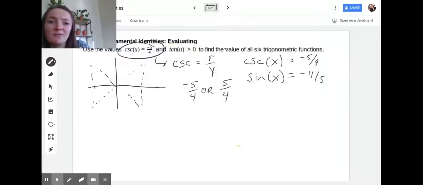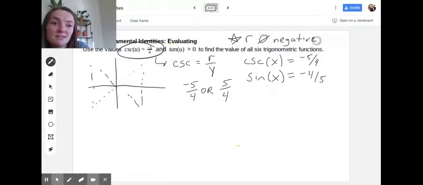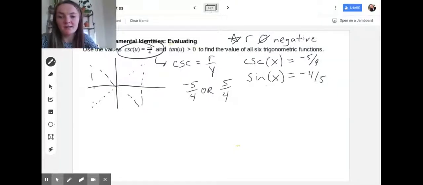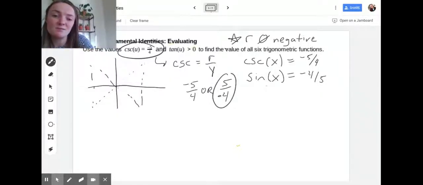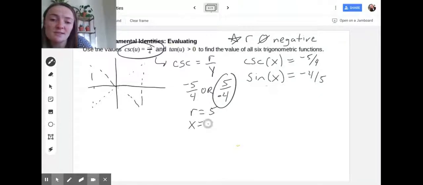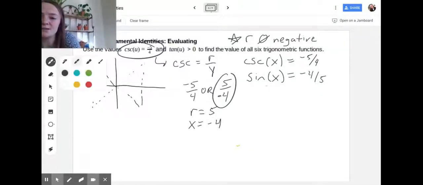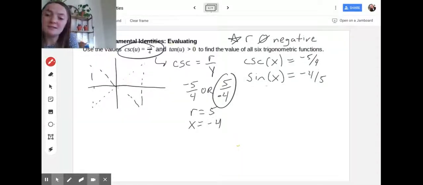Now, here's a little fun fact. Radius cannot be negative. The radius is a distance on my triangle, and distance is not negative, so your radius is always positive. So basically it has to be this one here. I know right now that my radius is going to be 5 and my x value is negative 4. That tells me, if I graph this in red, I need to go to the left 4. That leaves me 2 triangles, the triangle in the second quadrant and a triangle in the third quadrant.